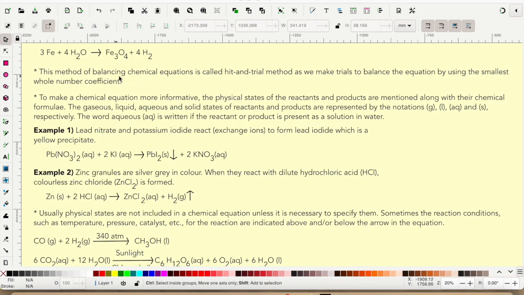This method of balancing chemical equations is called the hit and trial method, as we make trials to balance the equation by using the smallest whole number coefficient, as we have just seen.